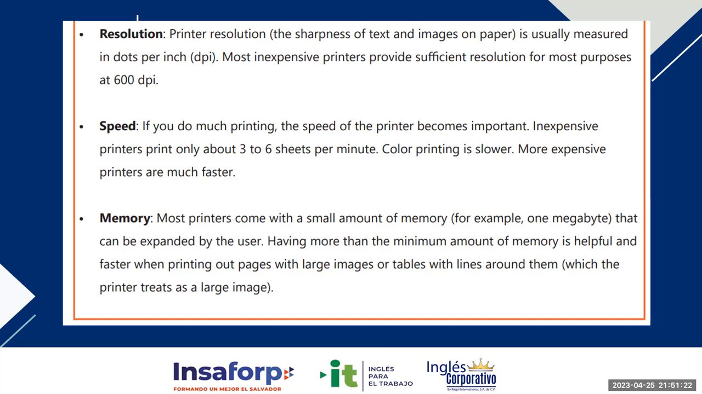Okay, speed. If you do much printing, the speed of the printer becomes important. An inexpensive printer prints only about 3 to 6 sheets per minute. Color printing is slower. More expensive printers are much faster. Memory. Most printers come with a small amount of memory, for example, 1 megabyte, that can be expanded by the user. Having more than the minimum amount of memory helps. It's helpful and faster when printing out pages with large images or tables with lines around them, which the printer treats as large images.